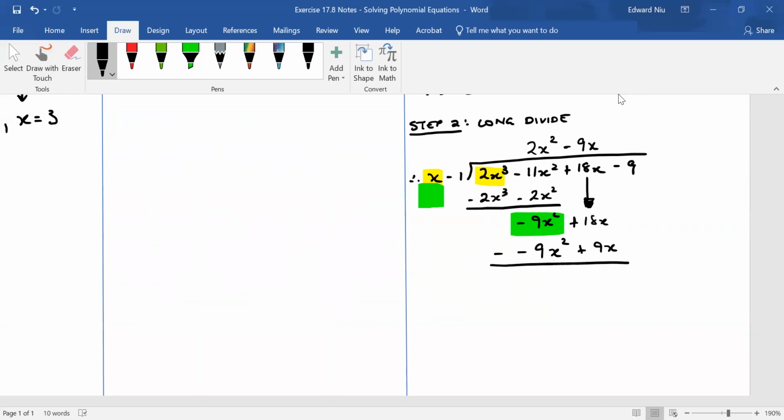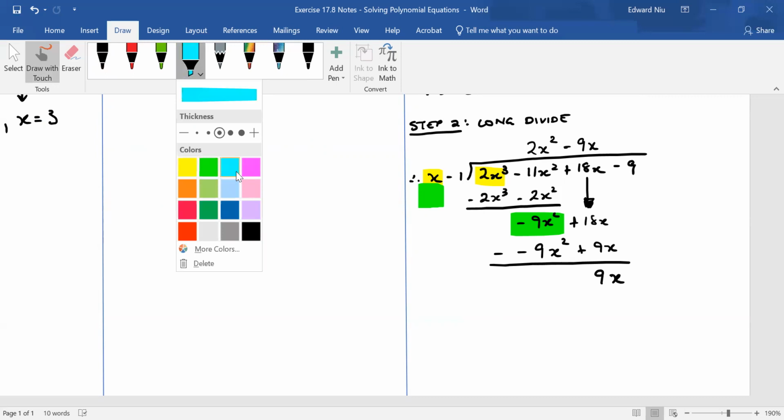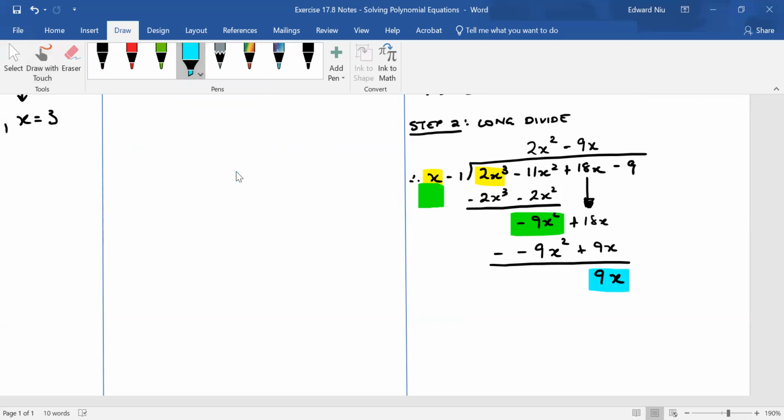All right, this here divides, and the x squared terms cancel out. 18x take away 9x, we get just 9x. A lot of 9x's. So we then go and divide the 9x by x. We get ourselves positive 9.